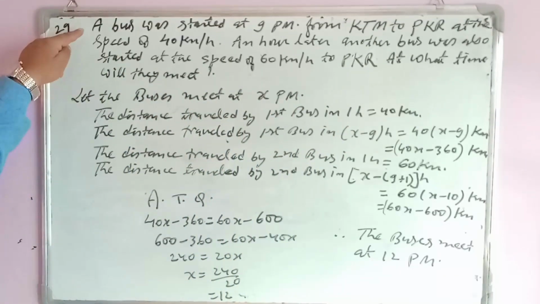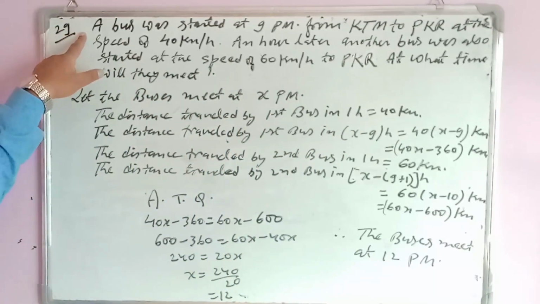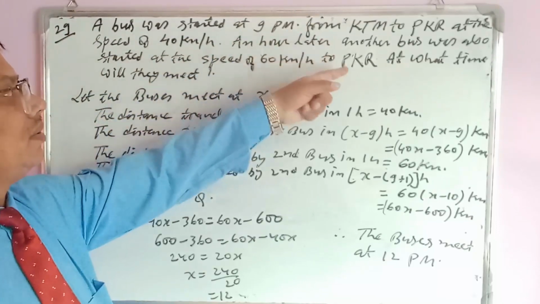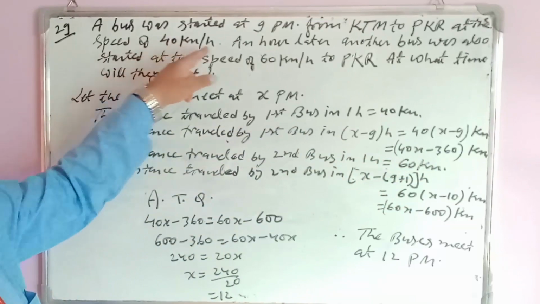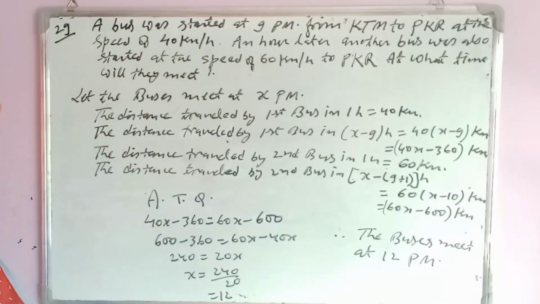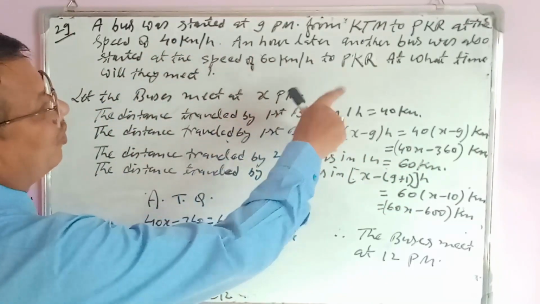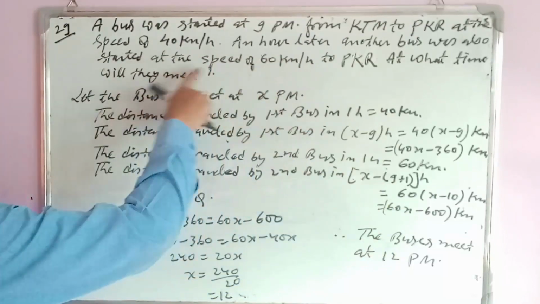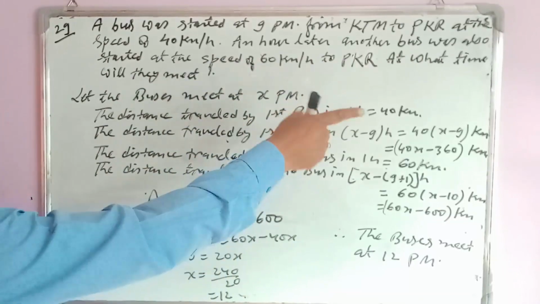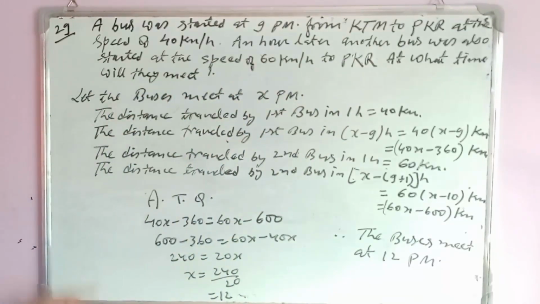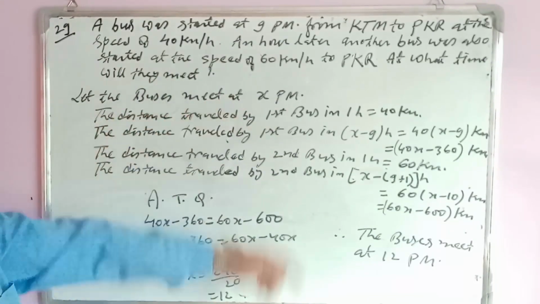Means the first bus started at 9 p.m. from Kathmandu to Pokhara at the speed of 40 km per hour, and after 1 hour, the second bus started to move from Kathmandu to Pokhara with the speed of 60 km per hour, and we need to find at what time they will meet. So let the buses meet at x p.m.